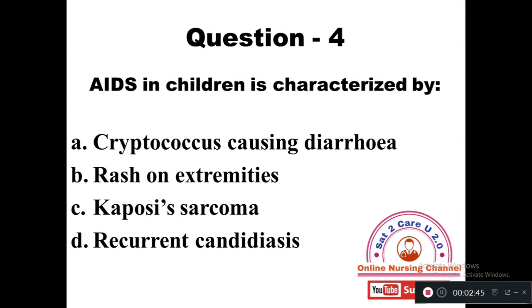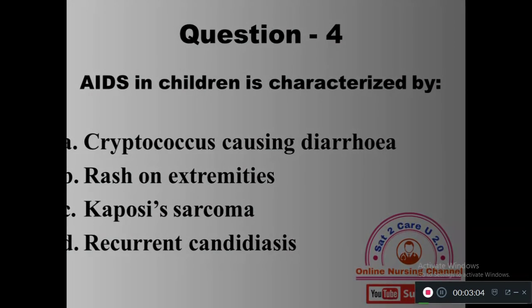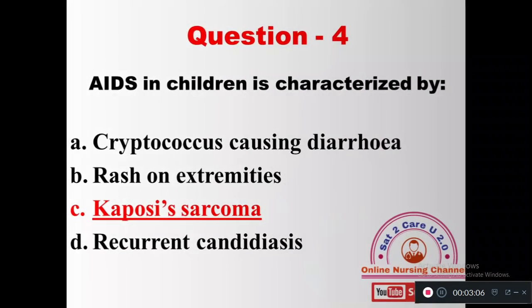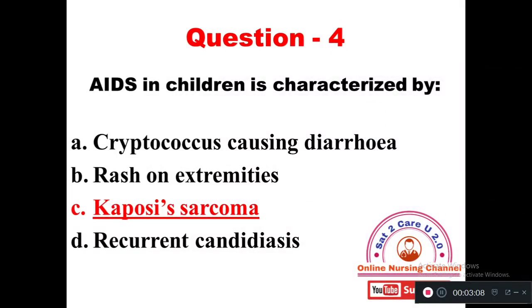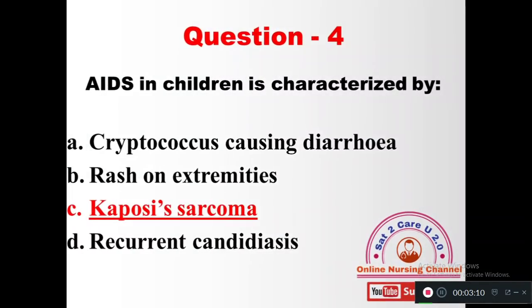AIDS in children is characterized by option A cryptococcus causing diarrhea, B rashes on extremities, C Kaposi sarcoma, option D recurrent candidiasis. So in children, AIDS is characterized by option C, Kaposi sarcoma. Question number 5.